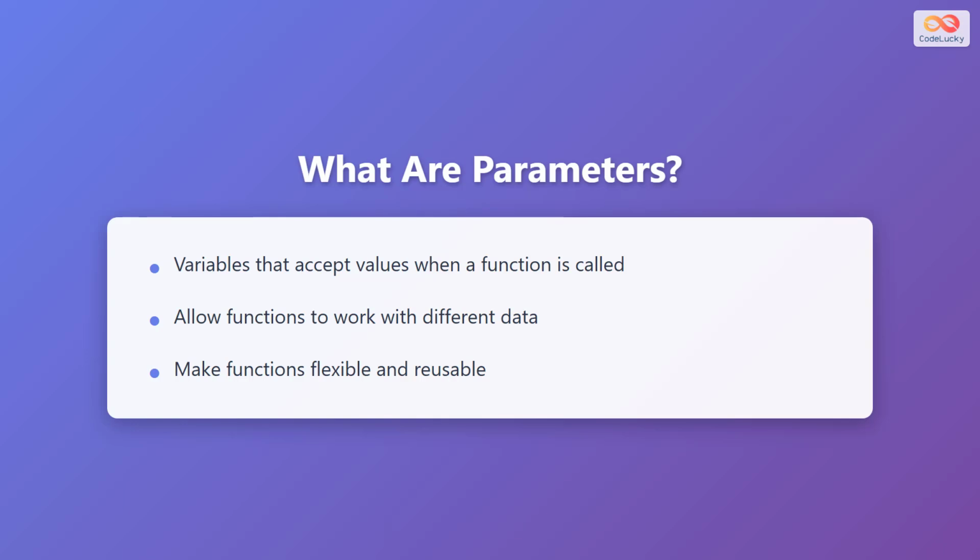So what exactly are parameters? Parameters are variables that accept values when a function is called. Think of them as placeholders that let you pass information into your function. They allow functions to work with different data, making your code much more versatile. Instead of writing separate functions for each specific case, you can write one function that uses parameters to handle various scenarios. This makes parameters essential for creating flexible and reusable code. Without parameters, every function would only perform the exact same task every time, which wouldn't be very useful.